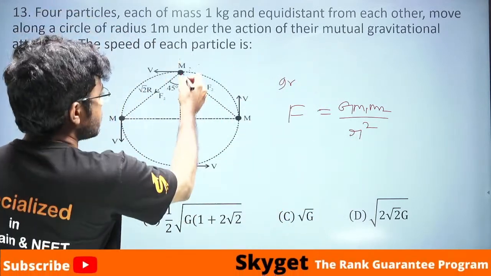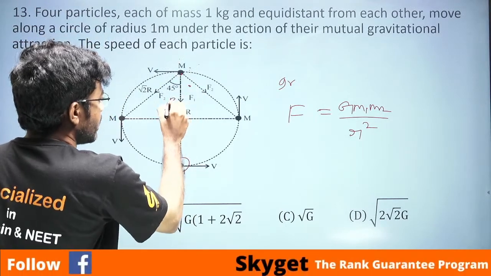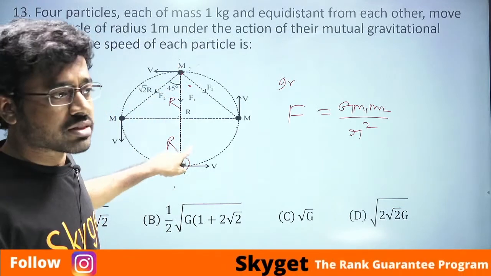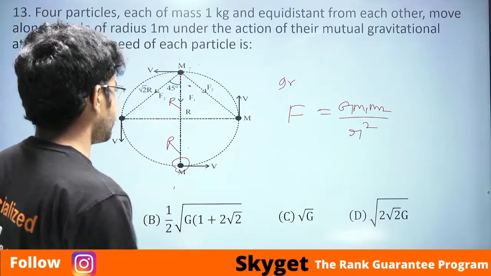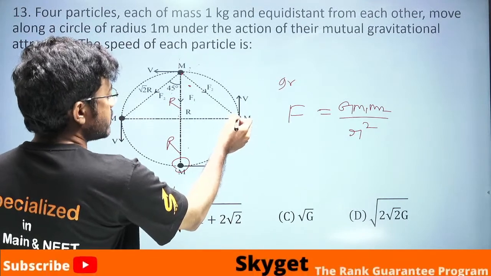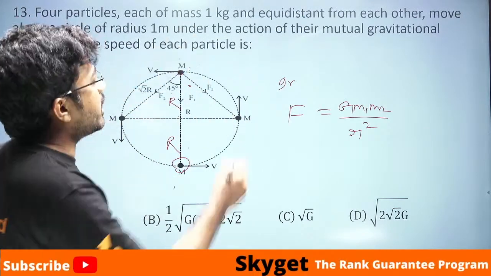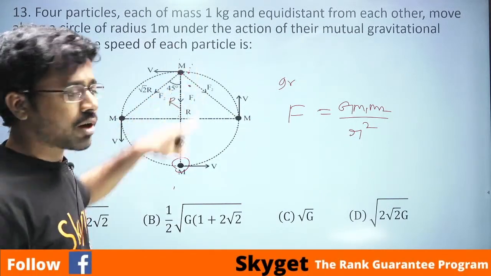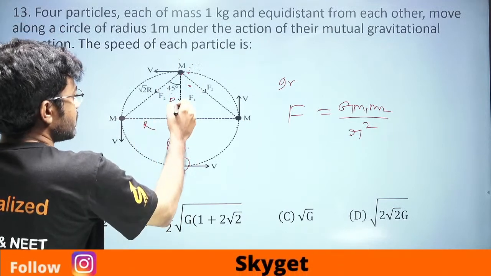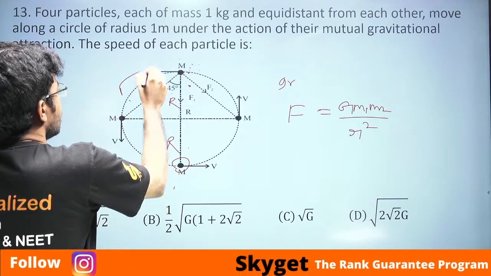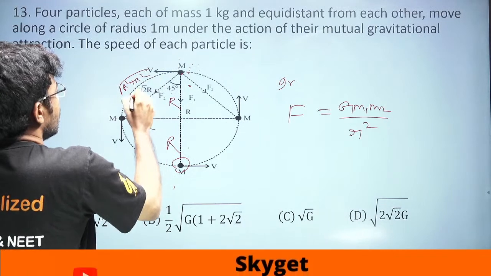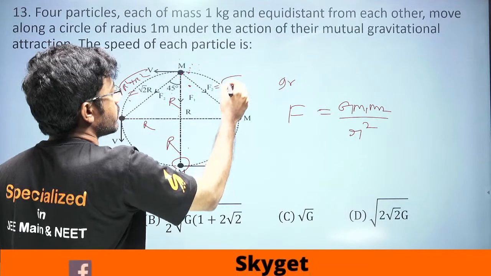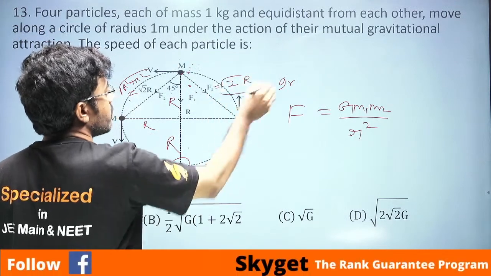So what is the distance between these 2 masses? This is the radius r, and obviously this is also the radius r. So the total distance between these 2 masses is r plus r, 2r. And if you consider the distance from these 2 masses, obviously these are equidistant from each other. These 2 masses will be at the same distance from the mass at the top. As this is r and this is r, this would be the square root of r square plus r square, which gives root 2 times r, and in the same sense this distance is also root 2 times r.